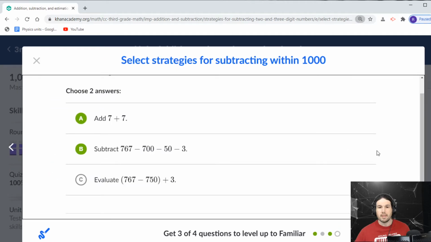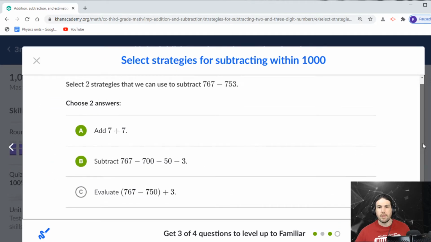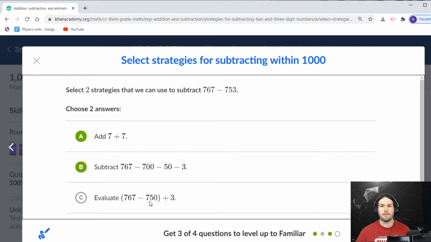C says that you take 767 minus 50, and then you add 3. And that seems to make sense, right? It seems like, well, wait a second, 750 plus 3 is 753, right? So why isn't it plus? And again, it's because of the distributive property.